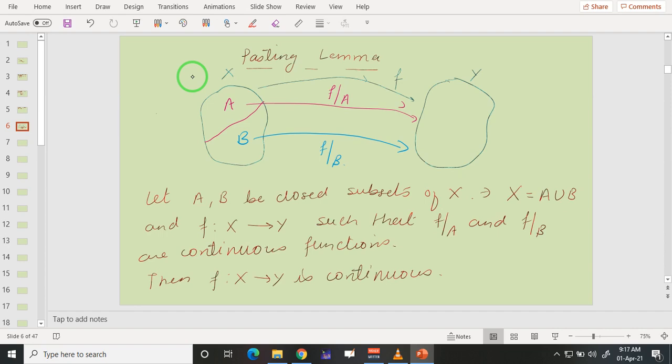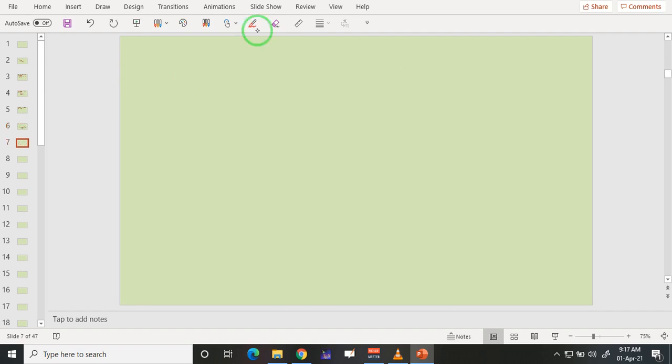And to prove this, the data we have is two closed sets in X. If you remember, we have already proved four equivalent statements for proving that something is continuous, and for proving this pasting lemma, we will use one of them. That is, we will show that the inverse image of a closed set in the codomain is again a closed set in the domain. So we are going to use that definition of continuity of a function.